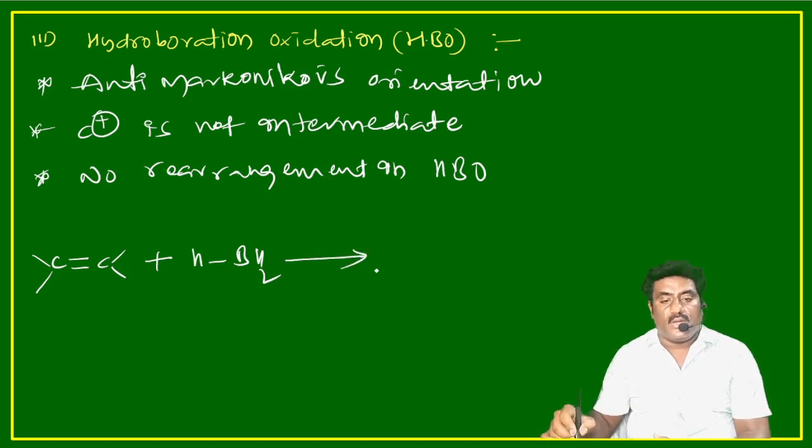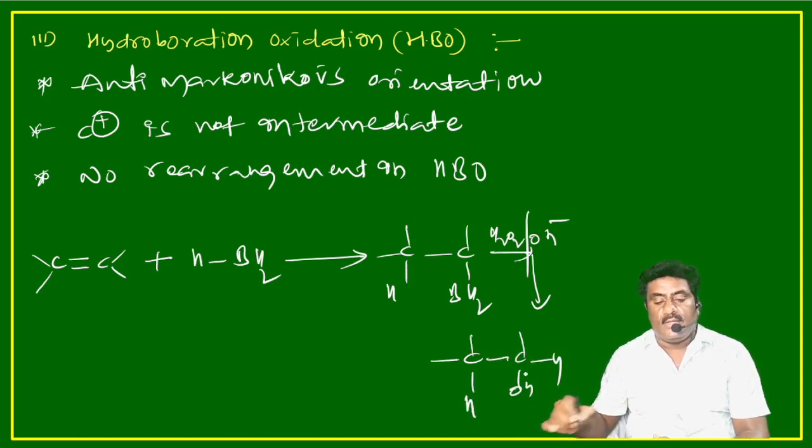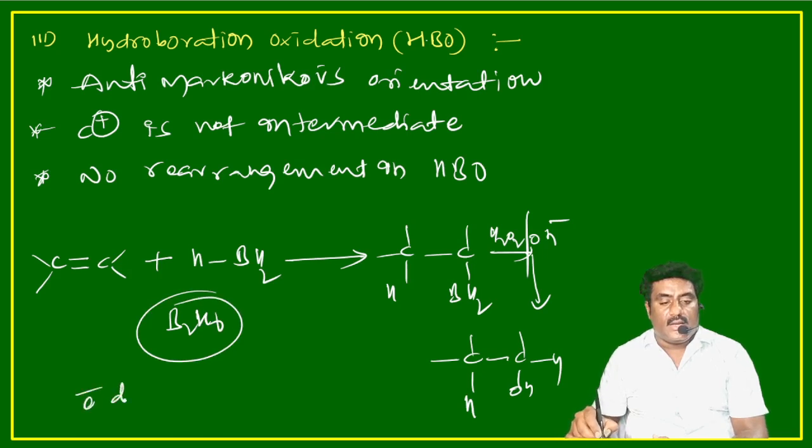In presence of diborane, it attacks the alkene, giving H BH2. In presence of hydrogen peroxide H2O2 and OH minus, it gives the product, an alcohol. Diborane B2H6 is an electron deficient molecule.